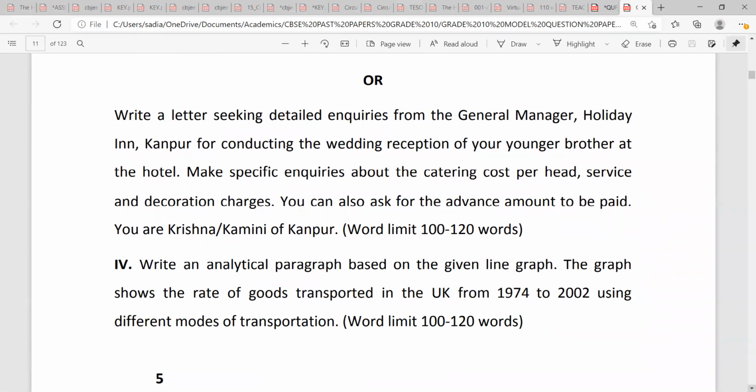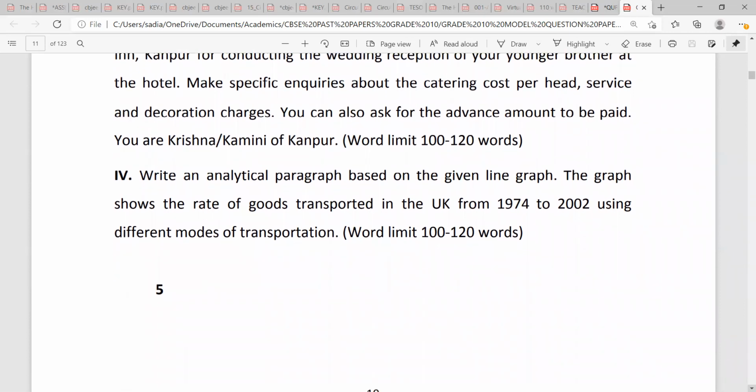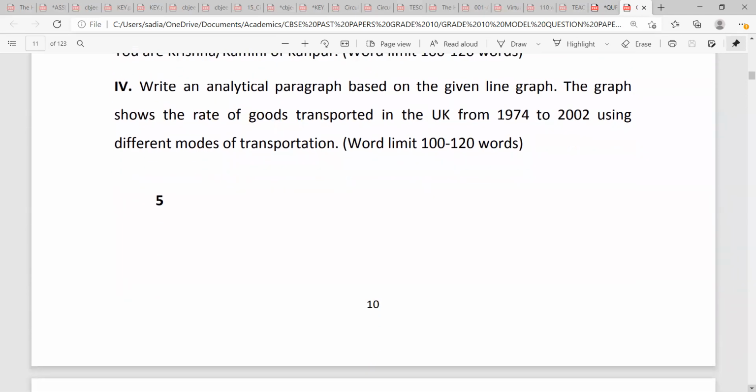The next question is based on an analytic paragraph based on a line graph. The first line, of course, there should be a heading. The first line should be based on what the graph is all about. And try constructing the sentence on your own. Do not copy that from the text.